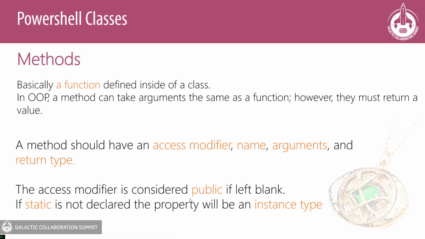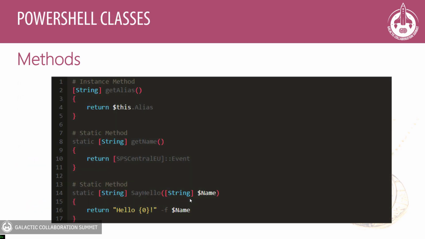We can also have methods like functions. So it's a function basically. The method itself can take arguments. However, all the methods must return a value. It should have an access modifier, name, arguments, and a return type. The access modifier is considered public if left blank. If static is not declared, the method will be an instance type. So here, a string GetAlias returns a static method. A static method with a couple of parameters. Quite simple, right?